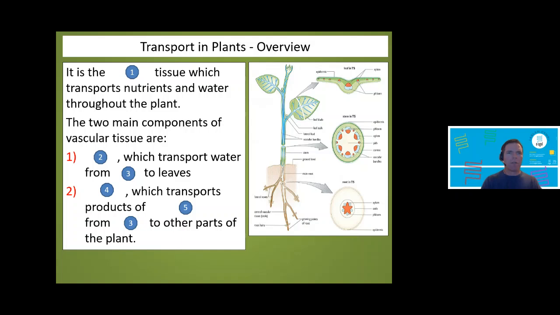Okay, so number one there, it's the vascular tissue, which transports nutrients and water throughout the plant. And the two main components of vascular tissue I mentioned are xylem, which is all about transporting water, it goes from the roots to the leaves, and the phloem, which transports the products of photosynthesis from the leaves to other parts of the plants.